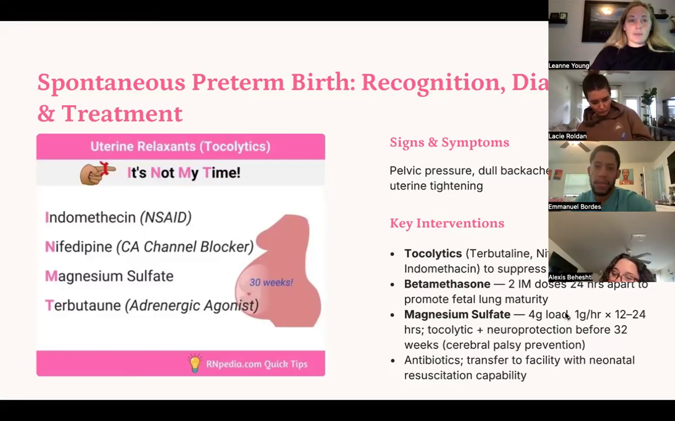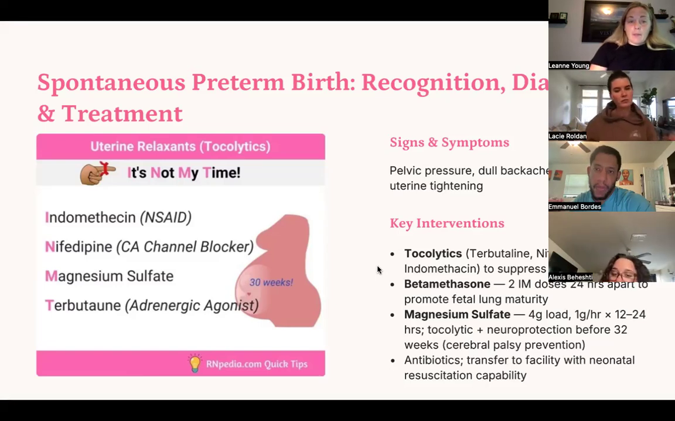So it's a 4 gram loading bolus dose and then 1 gram an hour for 12 to 24 hours. It's a tocolytic and a neuroprotective agent. And this is usually done before 32 weeks of gestation if a mom is coming in with any of the signs and symptoms of preterm birth and delivery.